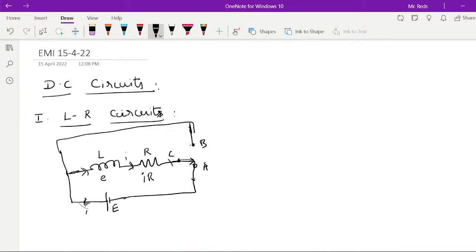When current is passing in this direction, current is usually considered to be flowing from higher potential to lower potential. This will be taken as plus and minus.